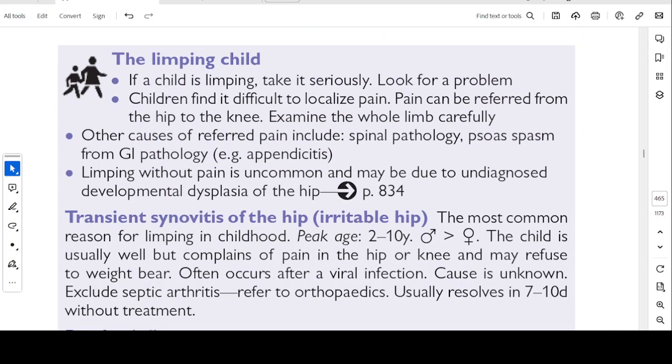The limping child. If a child is limping, take it seriously. Look for a problem. Children find it difficult to localize pain. Pain can be referred from the hip to the knee. Examine the whole limb carefully.